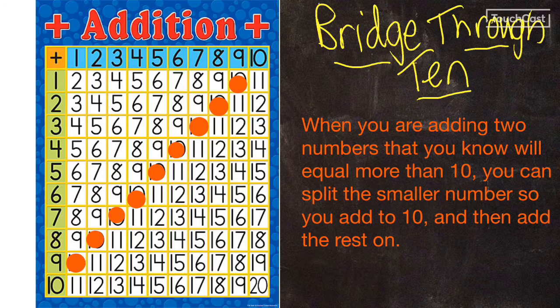One of the strategies that our tens facts helps us start to use is called bridging through 10. That means we can use our tens facts to use the number 10 as a bridge to help us add 2 numbers together that are going to equal more than 10. What that means is you can split the smaller number that you're adding so that you add up to 10, and then you can add the rest on straight away afterwards.